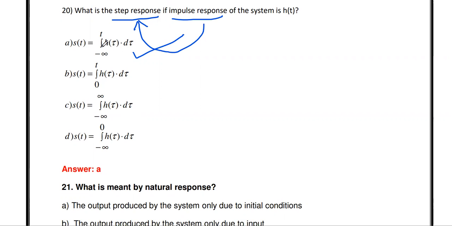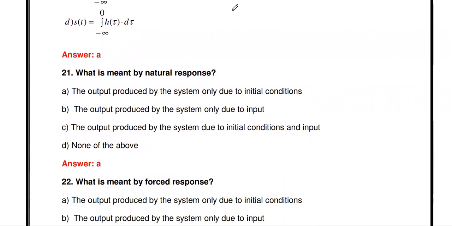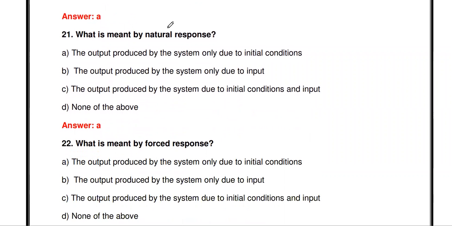If we know the impulse response of the system and want to find the step response, the formula is that the step response S(t) equals the integral from minus infinity to t of h. This is the correct thing, so you can remember it. This is the relation between step response and impulse response.